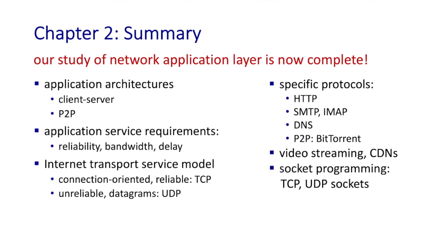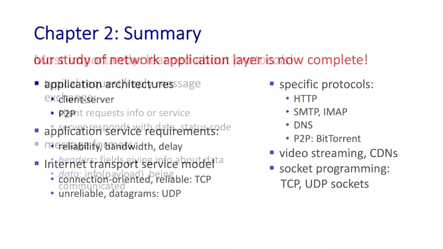We then moved on to video streaming, looking at an application that has timing considerations associated with it. And we looked at CDNs, content distribution networks, that are massively distributed systems for providing content close to the edge of the network, where the users live. And finally, we looked at socket programming. Sockets are the API between application code and the transport layer beneath it in the internet. We learned about the socket abstraction and the specifics of programming distributed applications using UDP sockets and TCP sockets.